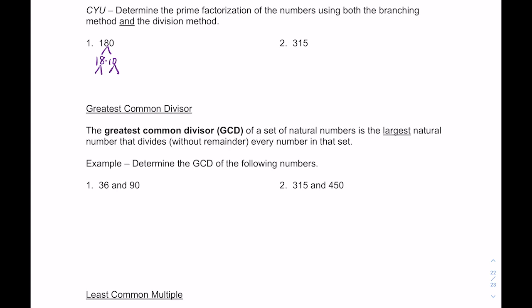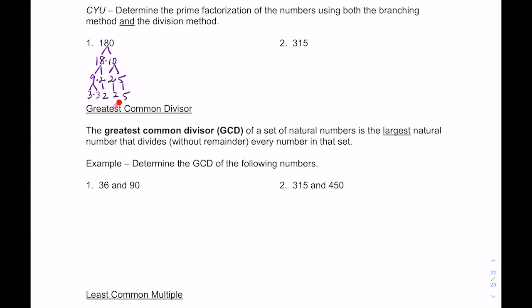18 and 10 can be broken down more. So 18 can be broken down into 9 times 2, and 10 can be broken down into 2 times 5. 9 is not prime yet, but 2 and 5 are. So 9 I would break into 3 times 3. And then I'm just going to carry these other numbers down because they're all prime, I'm finished. I'm just going to write it in order.